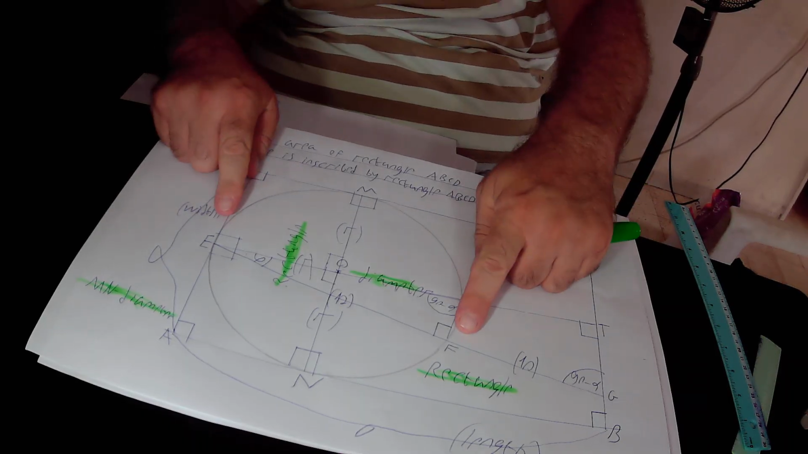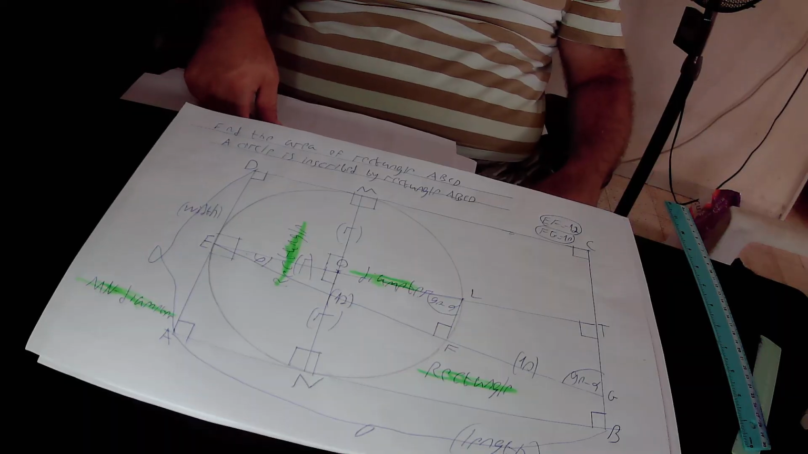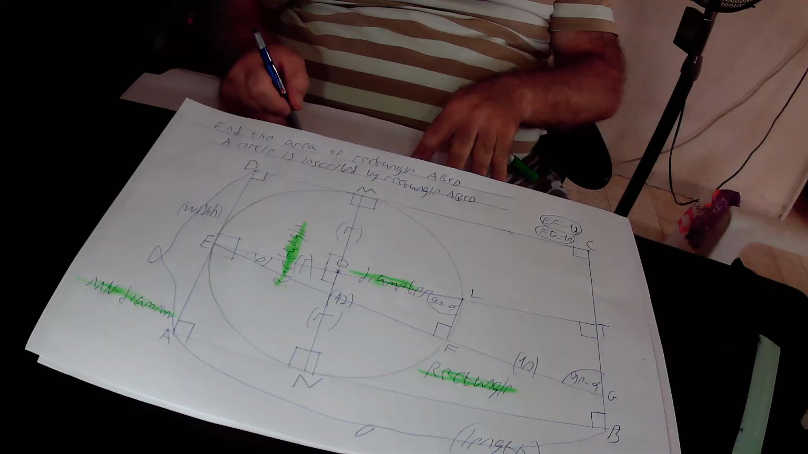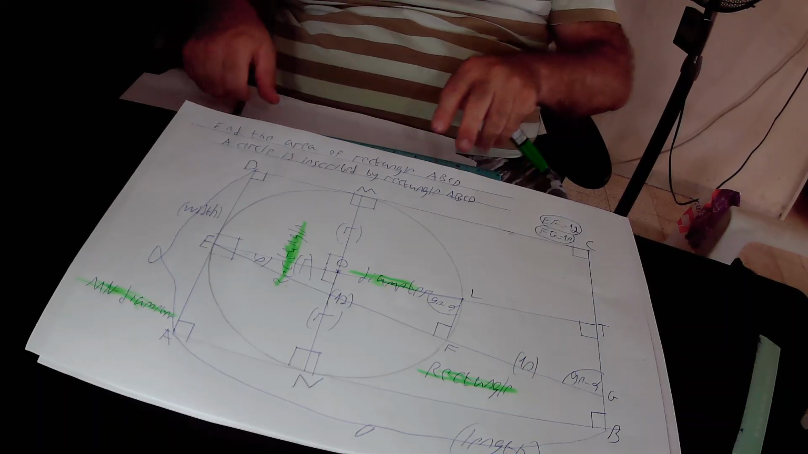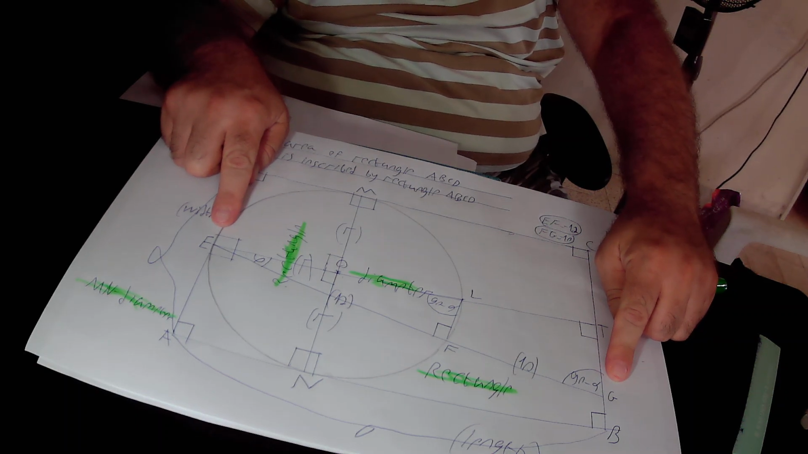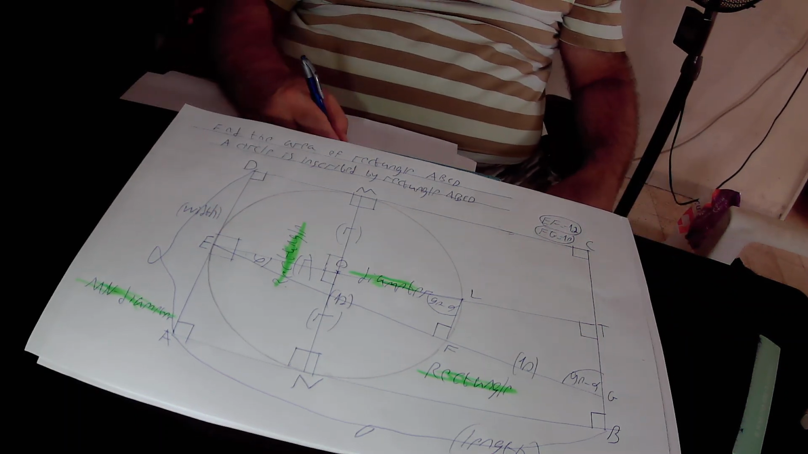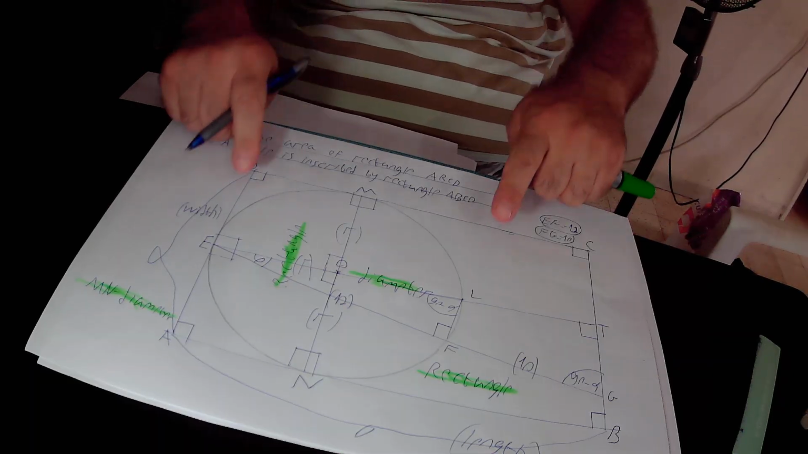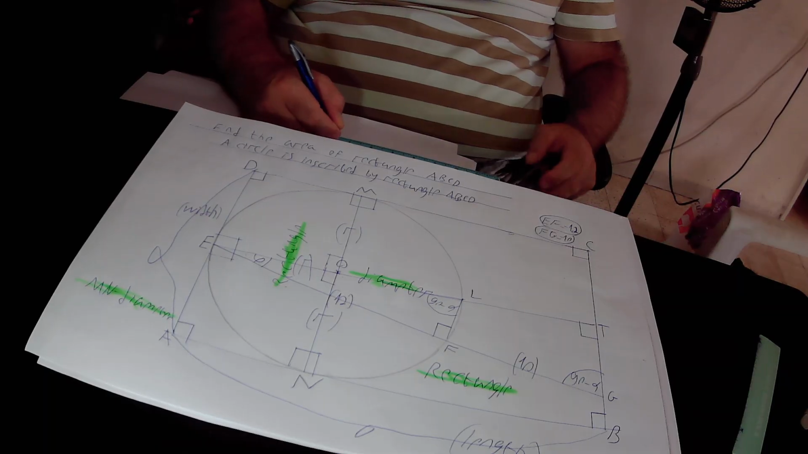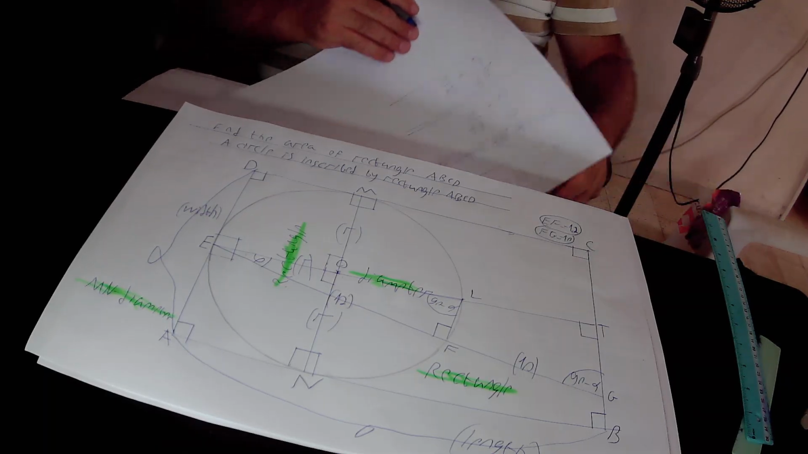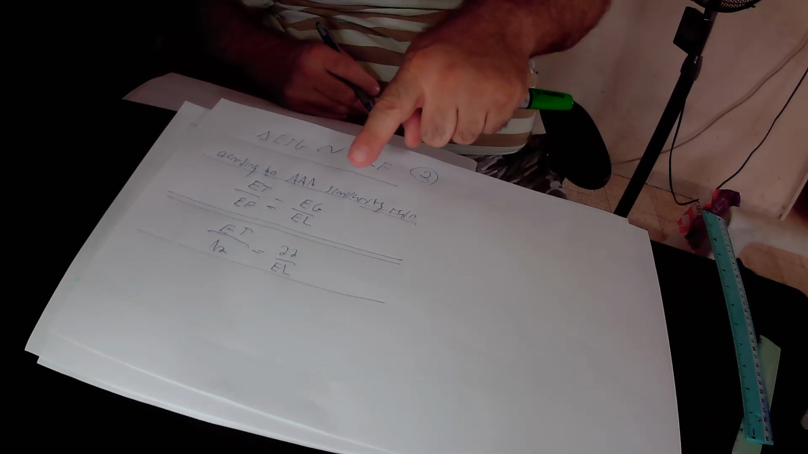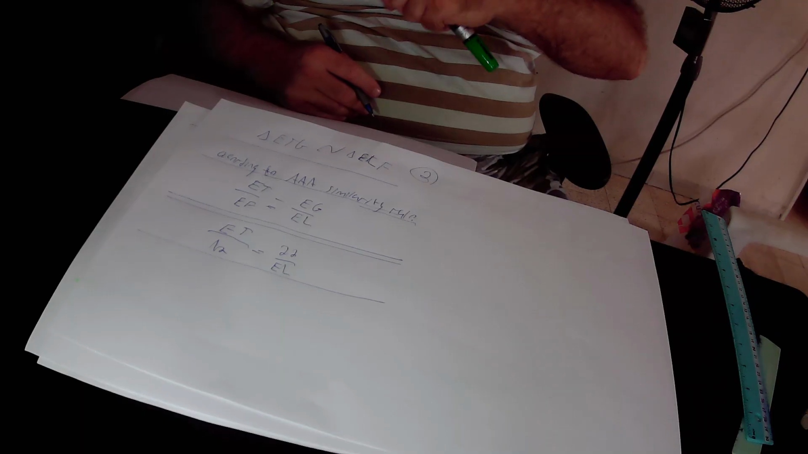Over EF. EF is 12. And it is equal to EG. EG in total equals 12 plus 10, that is 22. Over EL. EL is the missing side, so leave it as it is. So in total, we found out that ET over 12 equals 22 over EL.